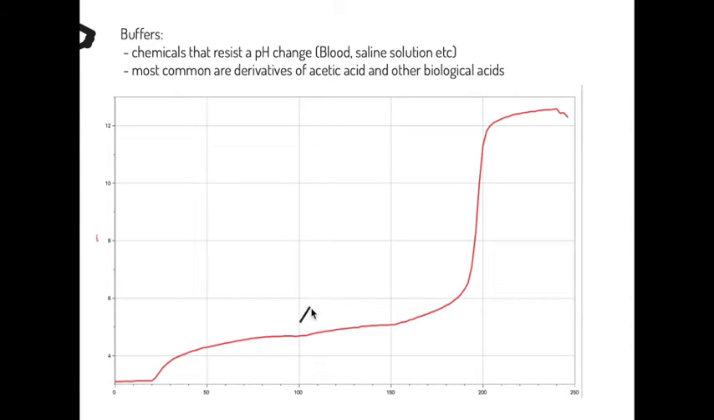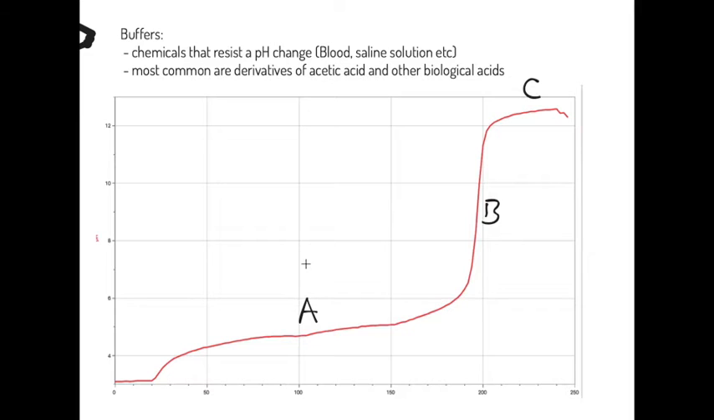Our first region we have here is called the buffer region. It's our first region. Our second region is the equivalence point. And our third region is our basic solution approaching the asymptote of the sodium hydroxide that's being added to the solution.